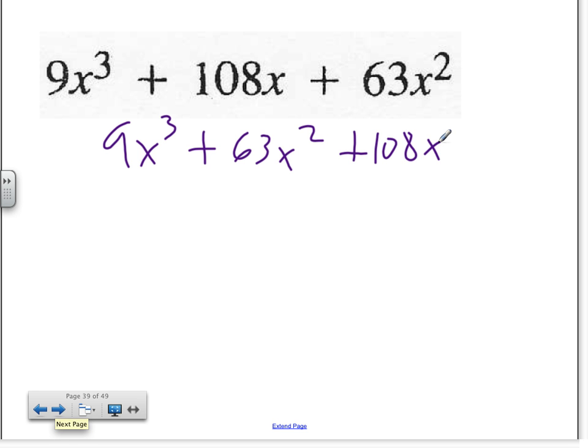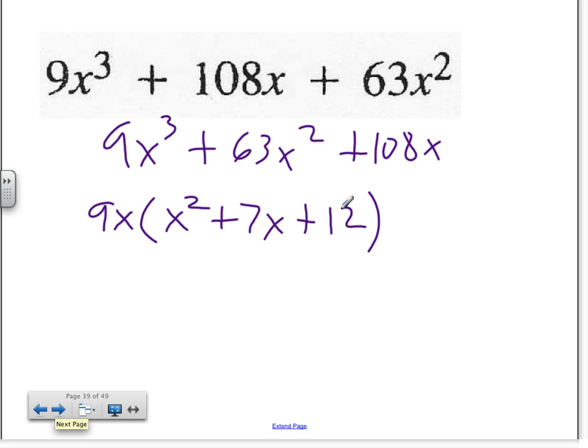Yes. Then after we order the terms, what do we look for again? GCF. What's the GCF? 9. Just 9? X. There's an X for each one, so I know I can at least take out 1 X there, and there's 9. So certainly, what do I have left inside? X squared plus 7x plus 12.